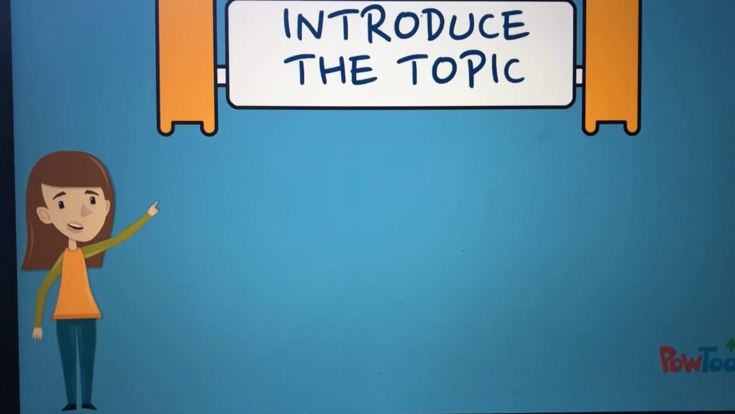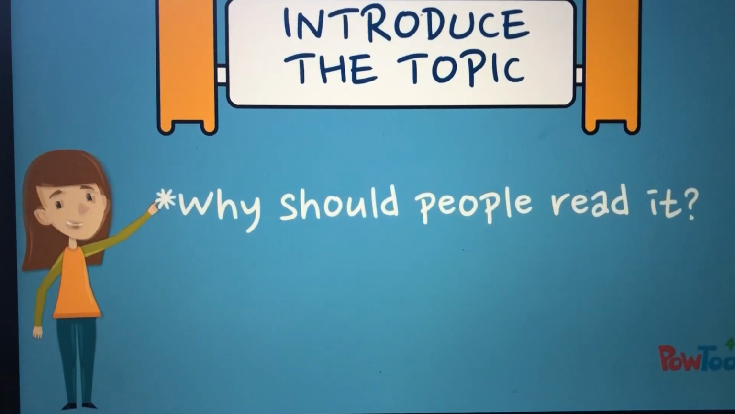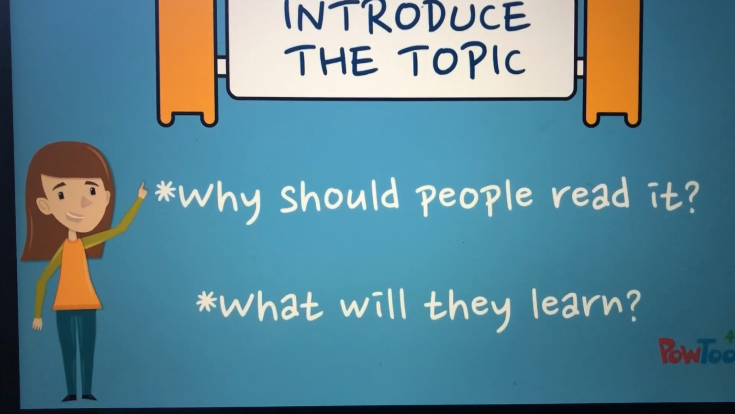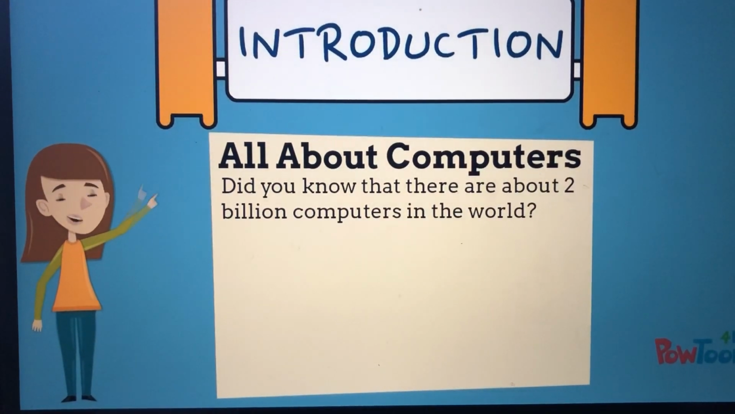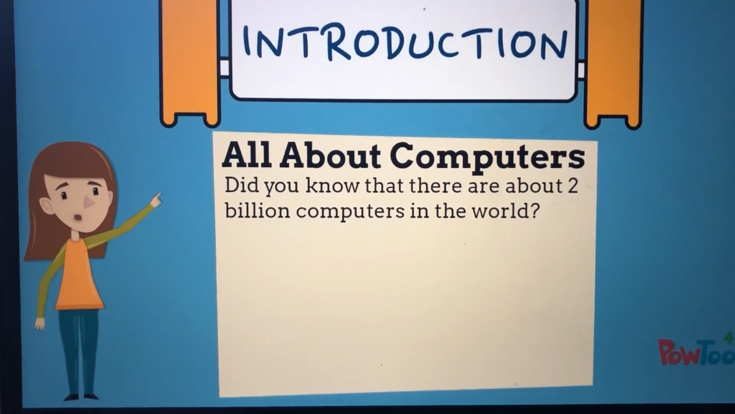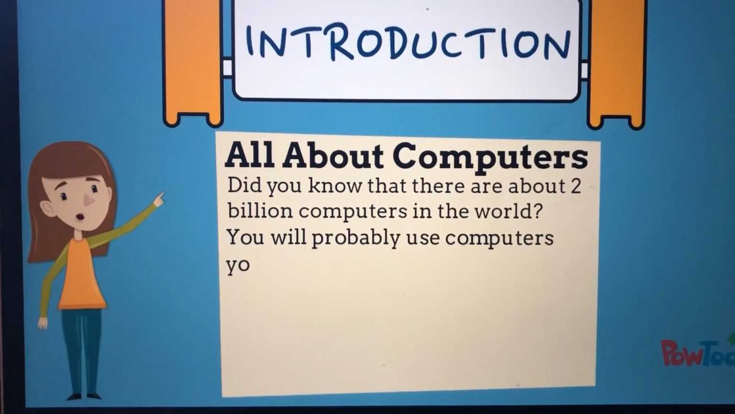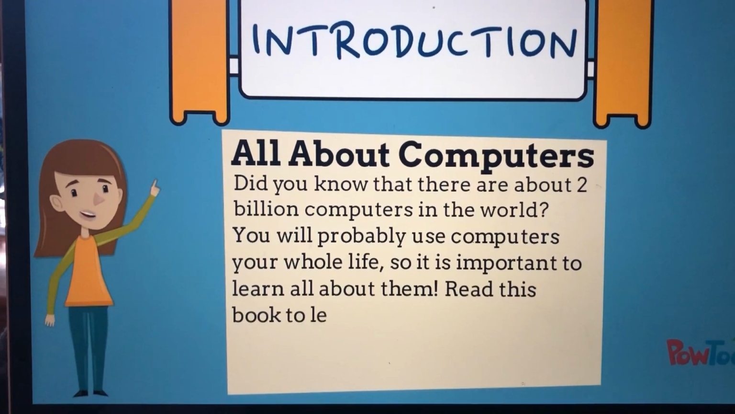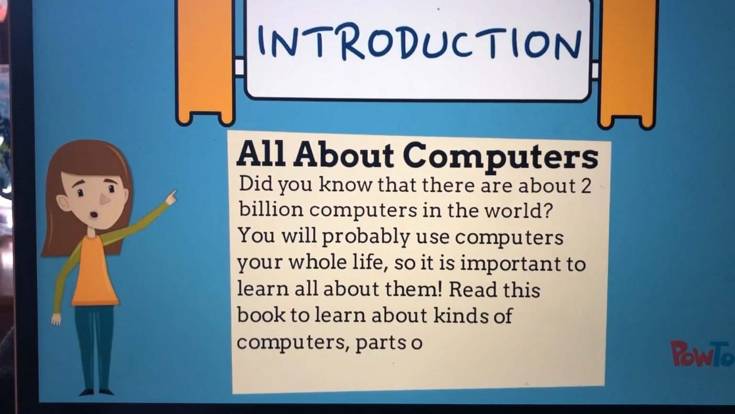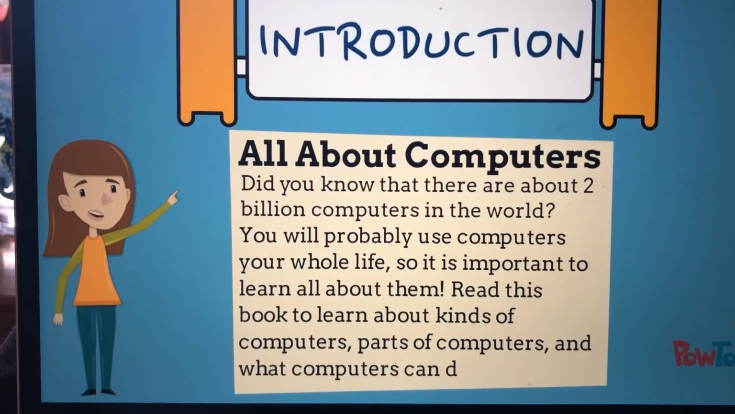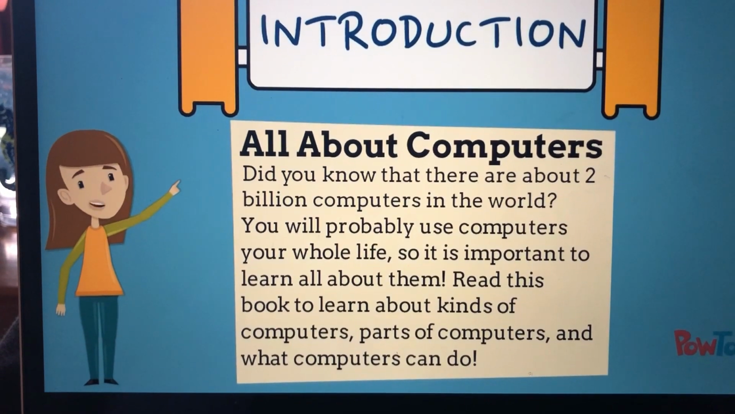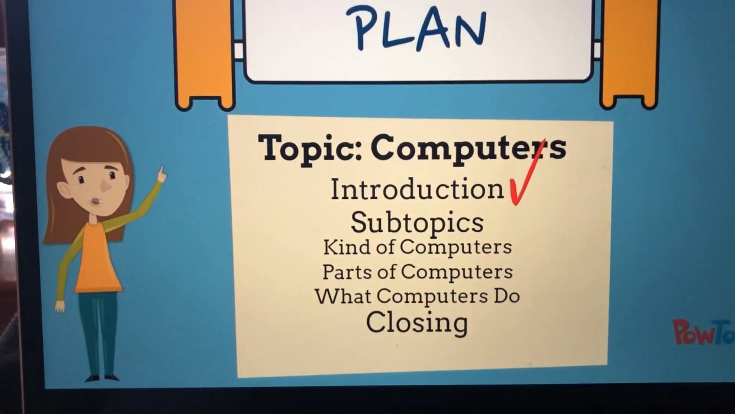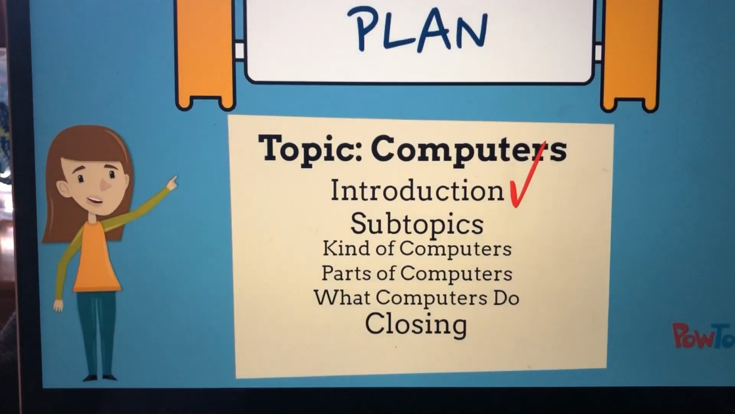Then we're going to introduce the topic a bit more. Why should people read this? What are they going to learn? So, did you know there are about 2 billion computers in the world? You'll probably use a computer your whole life, so it's important to learn about them. Read this book to learn about kinds of computers, parts of computers, and what computers can do. Ooh, notice that punctuation. And look, now our introduction's done. Now we can go on to start our subtopic.